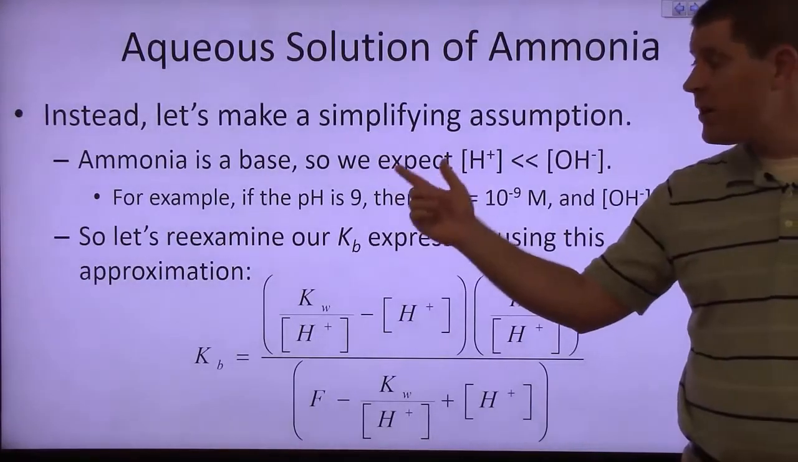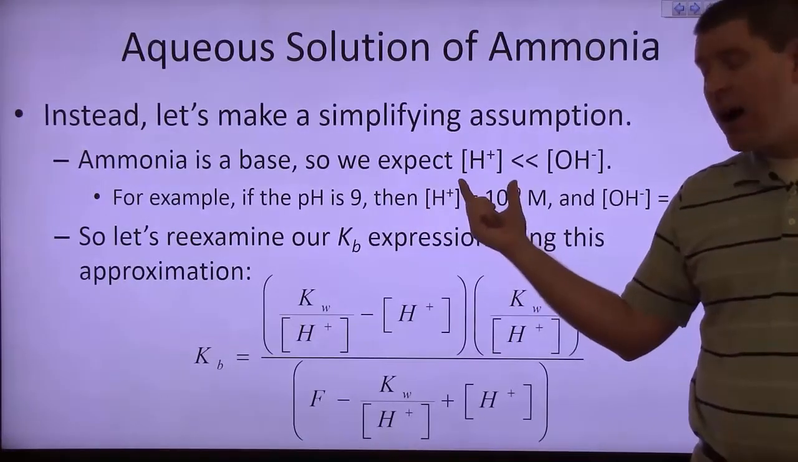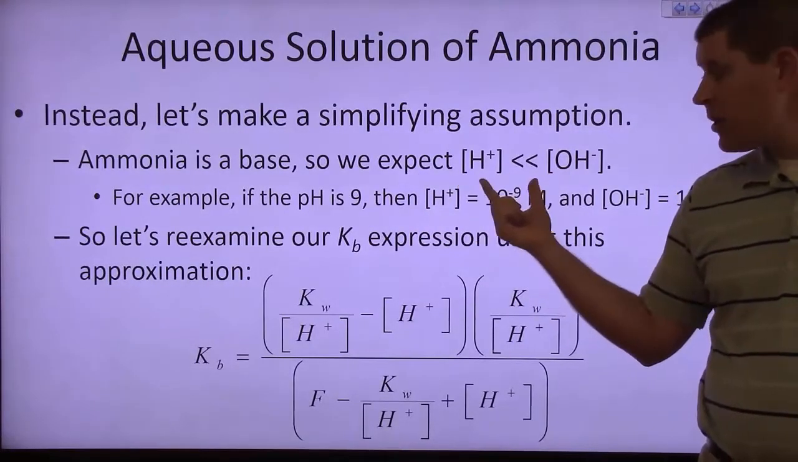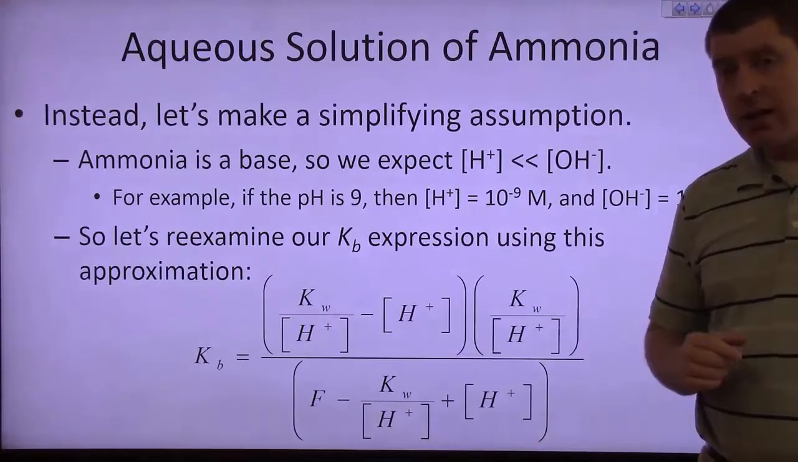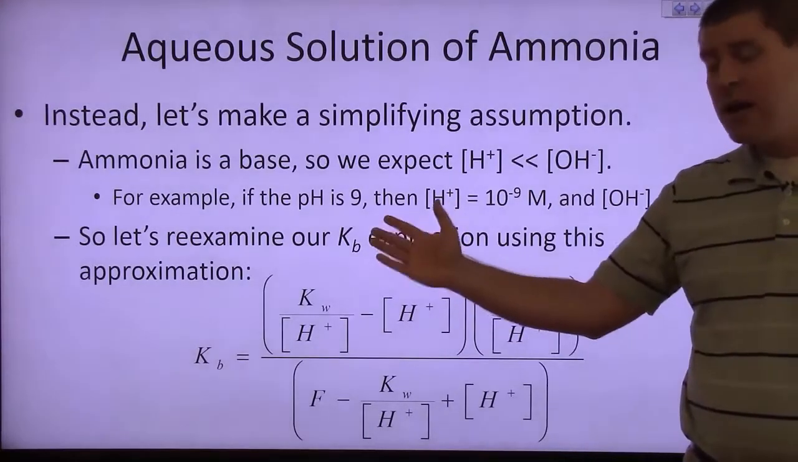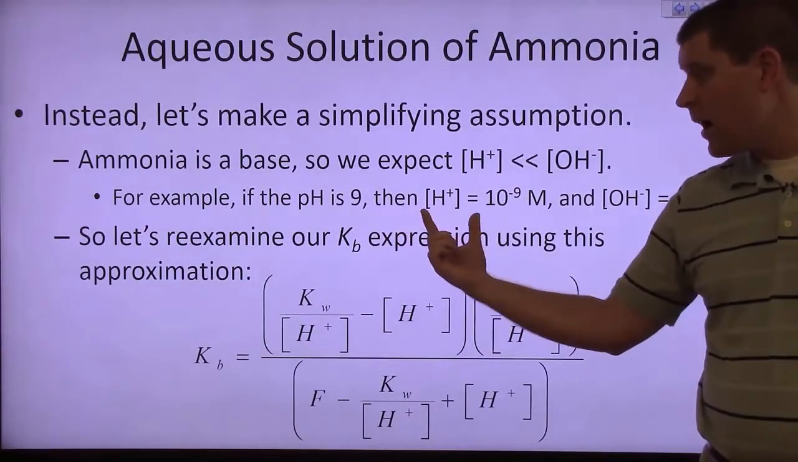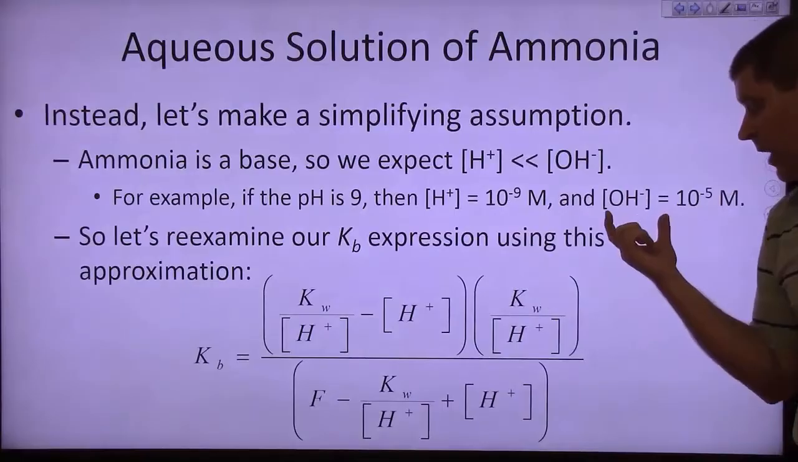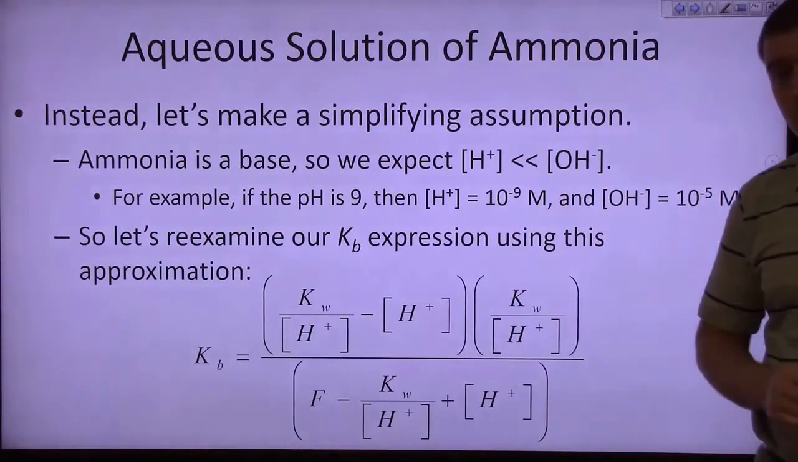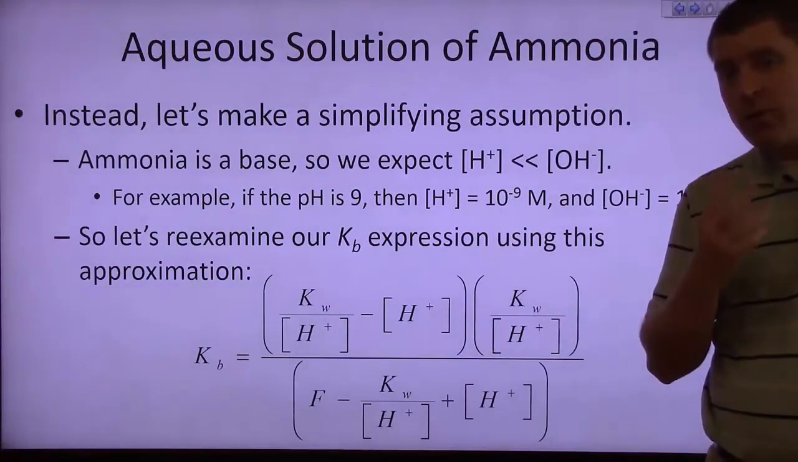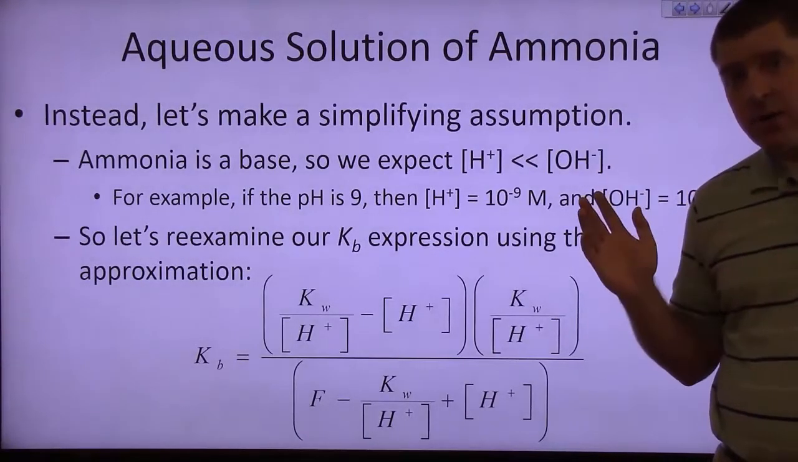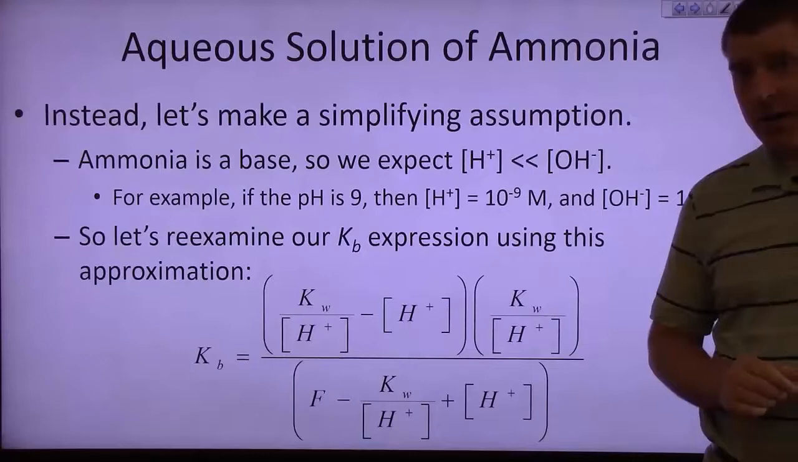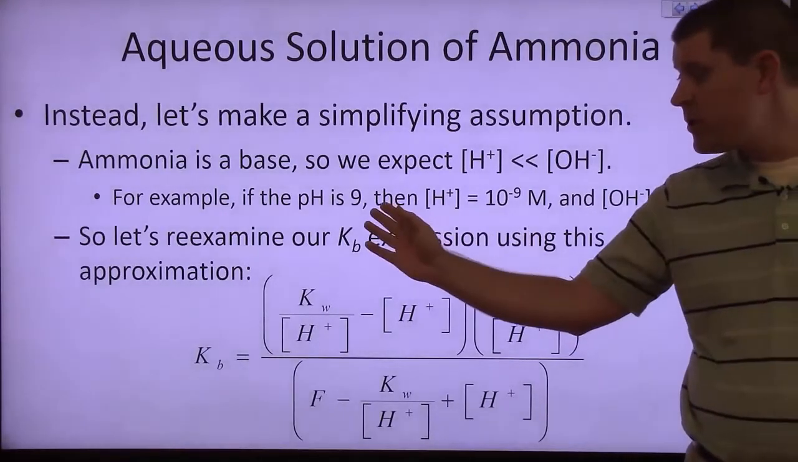We know that ammonia is a base, so we can expect the hydrogen ion concentration to be much, much less than the hydroxide ion concentration. For example, if the pH is 9, then the hydrogen ion concentration is 10 to the minus 9 molar, and the hydroxide ion concentration is 10 to the minus 5 molar, which gives us 4 orders of magnitude difference between our hydrogen ion concentration and hydroxide ion concentration. And there, we've only changed the pH by 2 units.